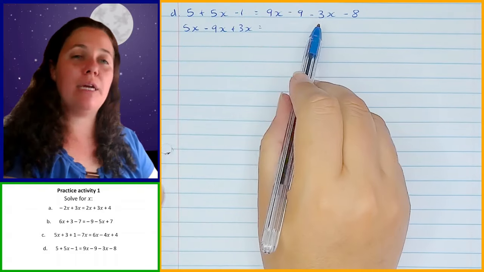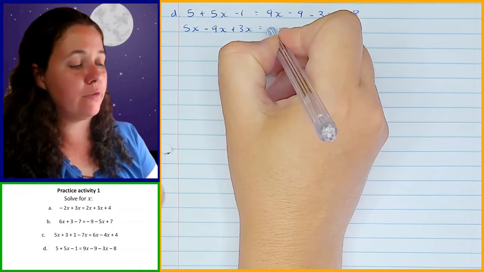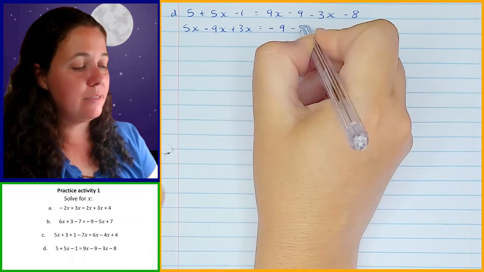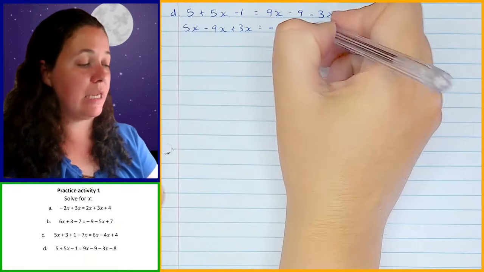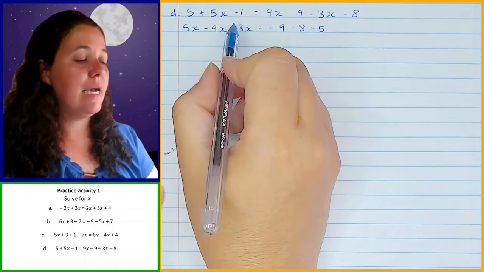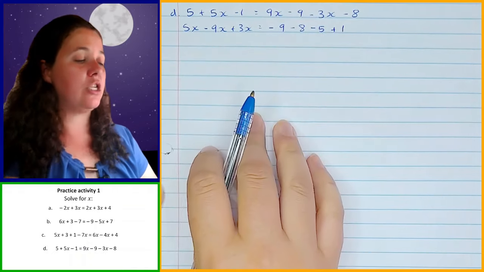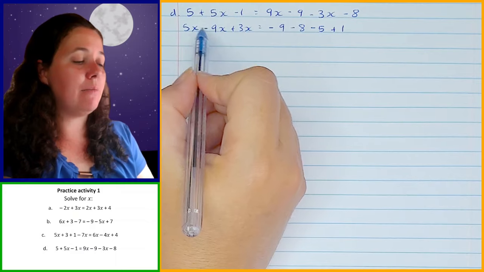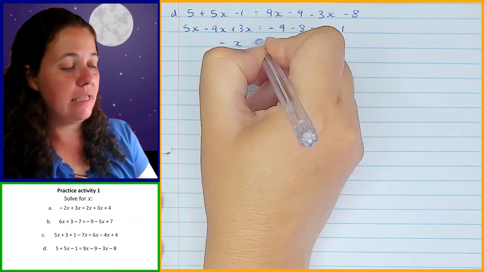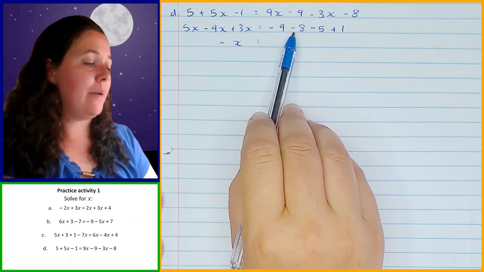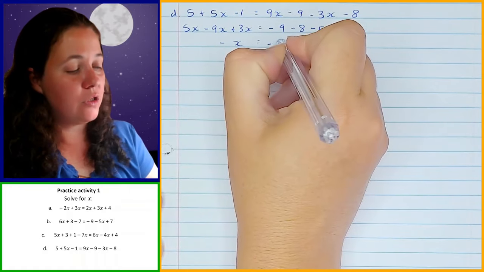Okay, then I go to my right-hand side. I've dealt with all of my x's, so now I can go and deal with my constants on my right-hand side. So I've got minus 9, minus 8, and then on my left-hand side, I've got a positive 5, which I need to cancel out by subtracting 5 on both sides. And then I've got a negative 1, which I need to cancel out by adding 1 on both sides. Okay, so now I've got 5x minus 9x plus 3x. That gives us negative x equal to negative 9 minus 8 minus 5 plus 1 gives me negative 21.